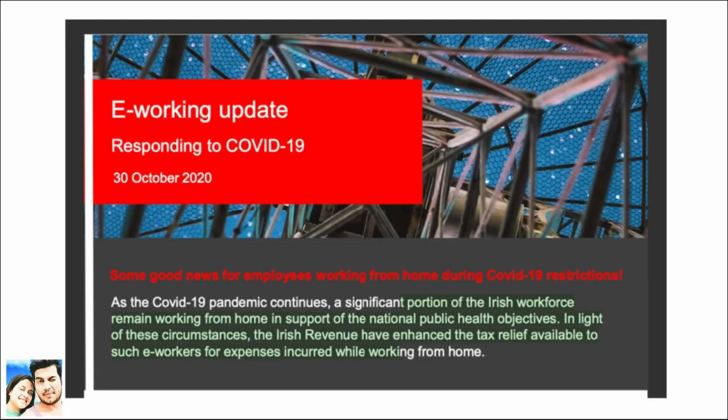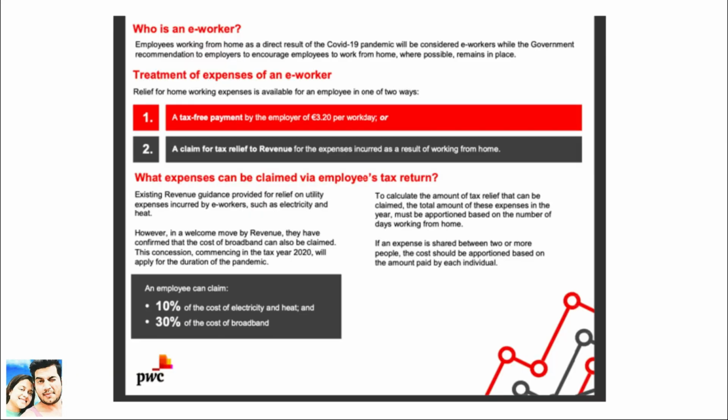This is just a generic practice which I always follow, which is to refer back to the documentation. I received this document from PwC referring to an update on e-working, and there's definitely some good news for employees who are working from home during COVID-19 restrictions. Here are some of the important things you can read, like who is an e-worker, treatment of expenses of an e-worker, and what expenses can be claimed via employees' tax return. I believe this is the important one, and I'll try to go deeper into it.